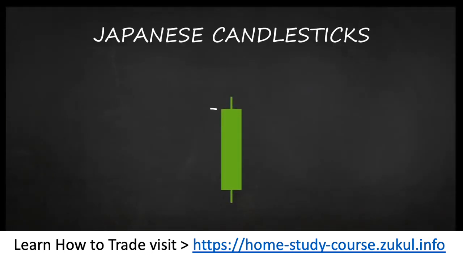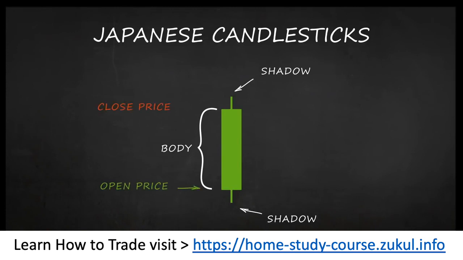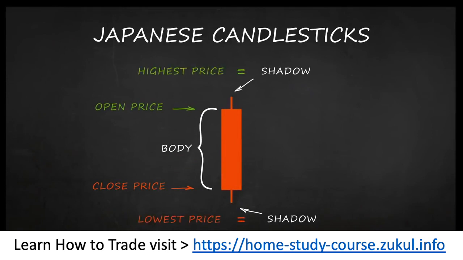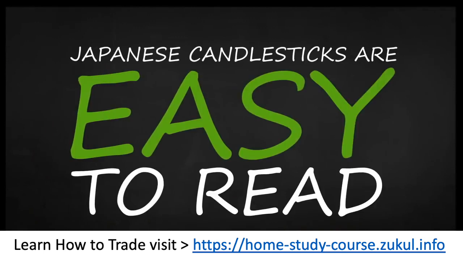Every candle consists of a body and one or two tails called shadows sticking out of it. The body indicates the range between the open and close price for a specific time frame, and the shadows represent the highest and lowest price levels reached for the set interval. Japanese candlestick charts are easy to read.